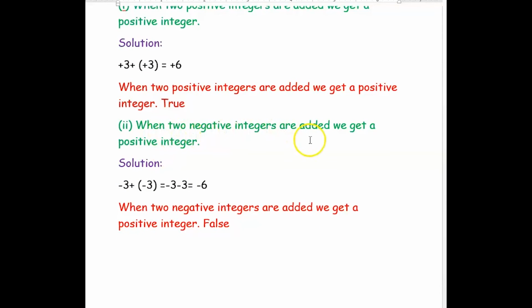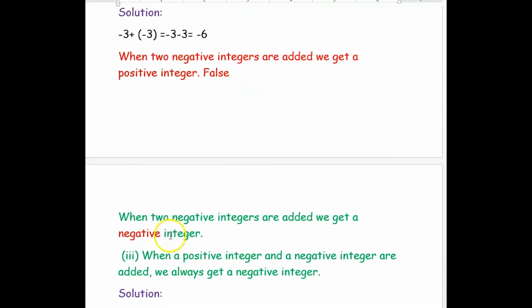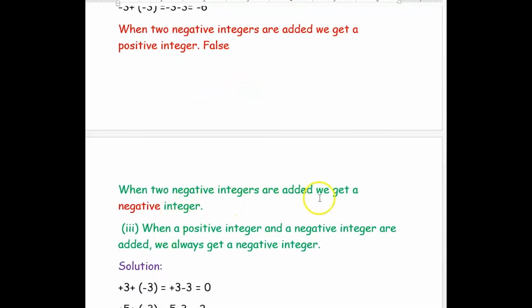When two negative integers are added, we get a positive integer. Okay, let us take the same. Minus 3, negative 3, adding plus negative 3, a negative integer again. So minus 3 plus minus 3 will be negative 6. But the statement says we get a positive integer. So it is false. So the correct statement will be: when two negative integers are added, we get a negative integer.